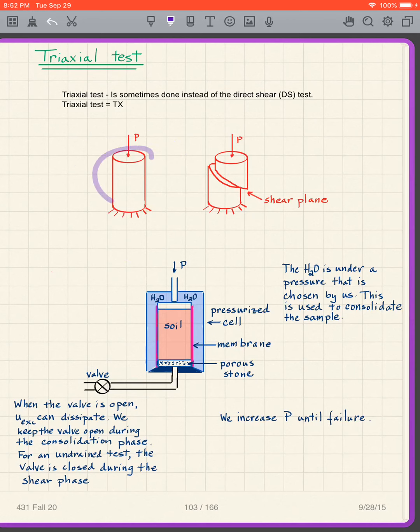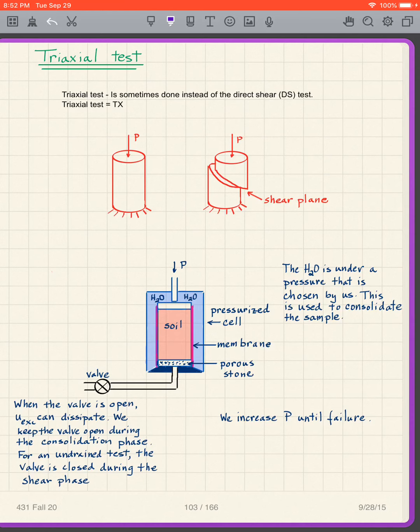We have a cylindrical sample, so the sample usually comes out of the sampling tube, and it looks like that. And by putting a vertical load on it, we end up with a failure situation that looks approximately like this, whereby we create a shear plane.